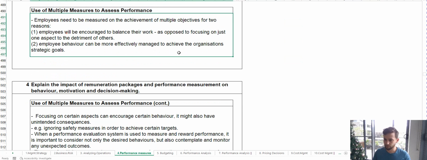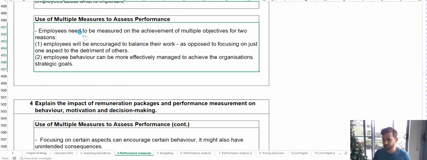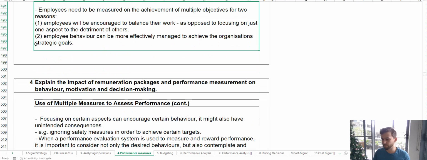So let's keep going with the textbook. Employees need to be measured on the achievement of multiple objectives for 2 reasons. 1, employees will be encouraged to balance their work as opposed to focusing on just one aspect to the detriment of others. 2, employee behavior can be more effectively managed to achieve the organization's strategic goals.